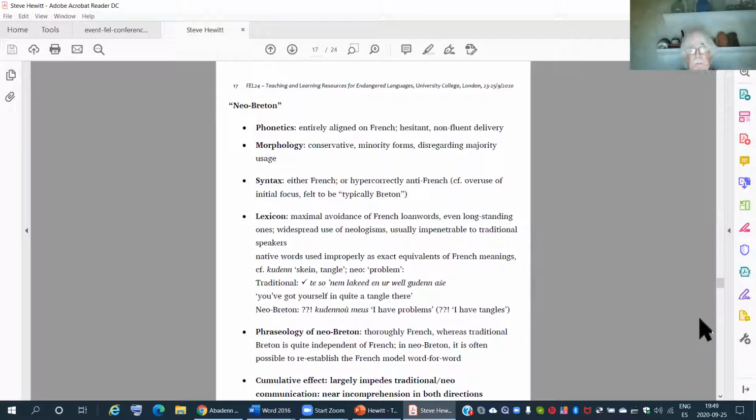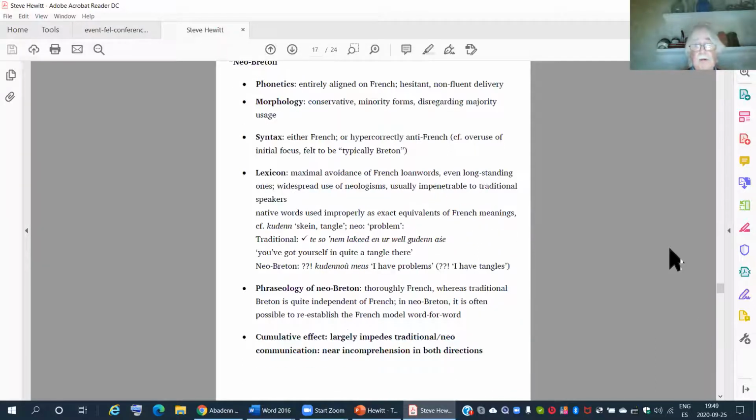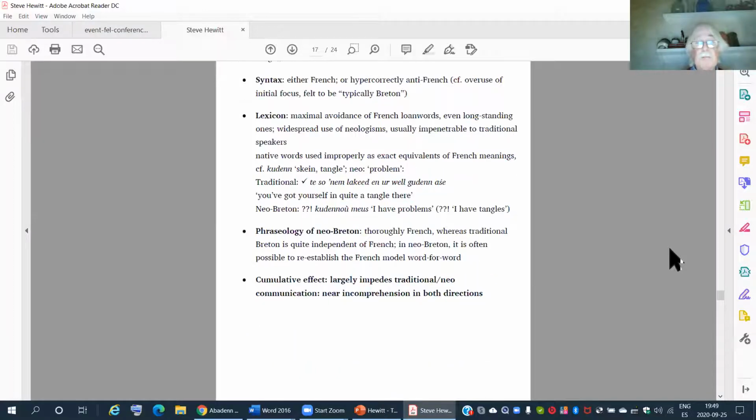Native words used improperly, so traditional ones like the word gudenat, you've got yourself in quite a tangle there, and that word is used in standard Breton for problems, but to native speakers it sounds like I have tangles. You might say I have problems. Phraseology of Neo-Breton is thoroughly French, and the cumulative effect is that it largely impedes traditional Neo-communication, near incomprehension in both directions.